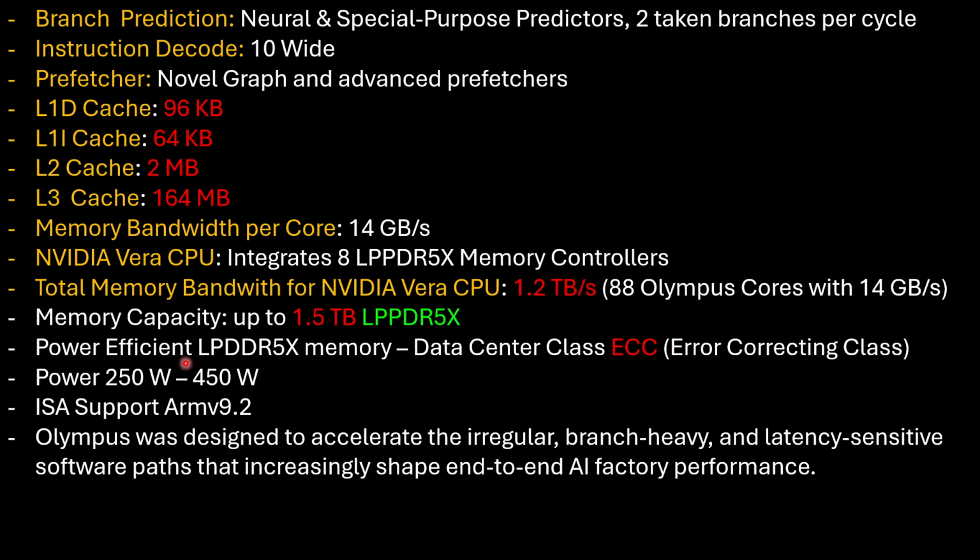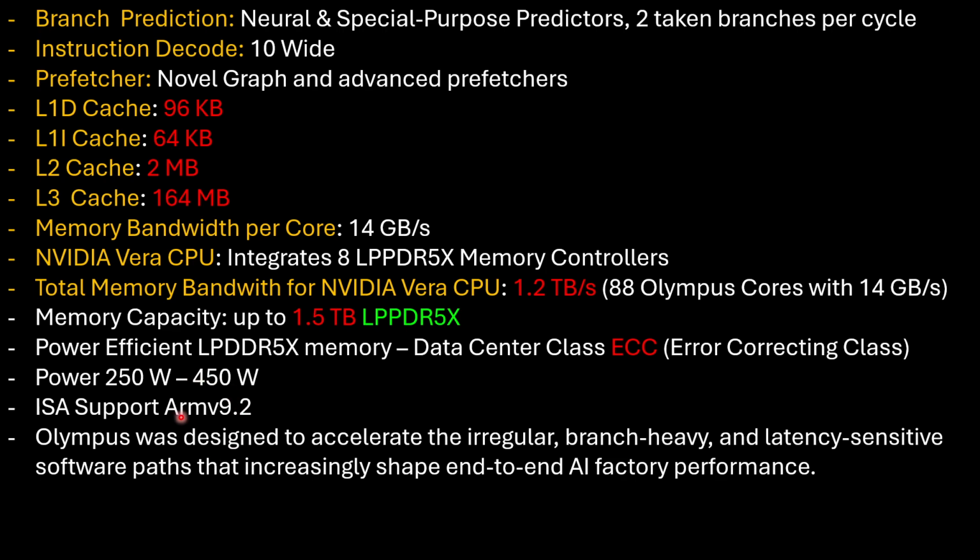Also, power efficient LPDDR5X memory. This is data center class memory with ECC error correcting code. Also, power consumption for this type of CPU is from about 250 watts up to 450 watts, which is big, but in comparison with, let's say, a GPU, I think it's pretty much lower.